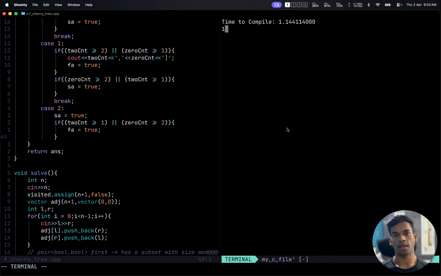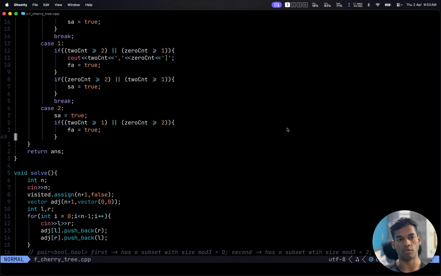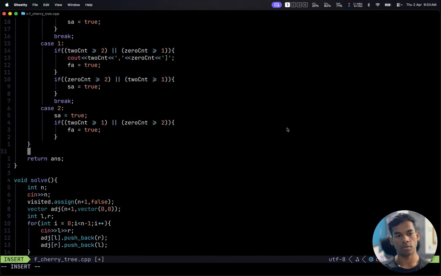Compile one test case, 5 things. 1 is connected to 2, 2 is connected to 3, 2 is connected to 4, 2 is connected to 5. Answer is no. Why is the answer no? Cout.